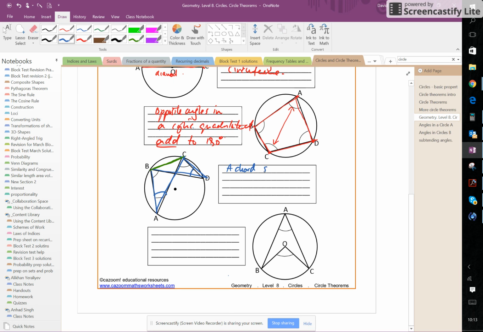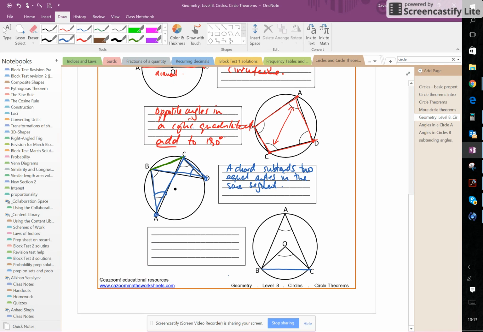The chord subtends two equal angles in the same segment, as long as those angles are on the circumference, of course. Okay, this one here, again, there is a missing chord, so notice that's my chord there.